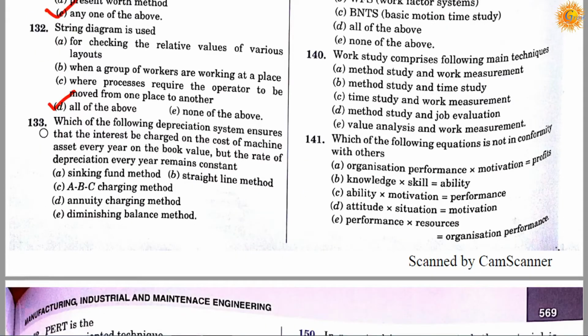Okay. Question number 133. Which of the following depreciation systems ensures that the interest be charged on the cost of machine assets every year on the book value, but the rate of depreciation every year remains constant? Option A is a sinking fund method, option B is a straight line method, option C is an ABC charging method, option D is a NUT charging method, and option E is a diminishing balance method. Correct answer is D. NUT charging method is the depreciation system that ensures that the interest be charged on the cost of machine assets every year on the book value, but the rate of depreciation every year remains constant. So NUT charging method, it's called.